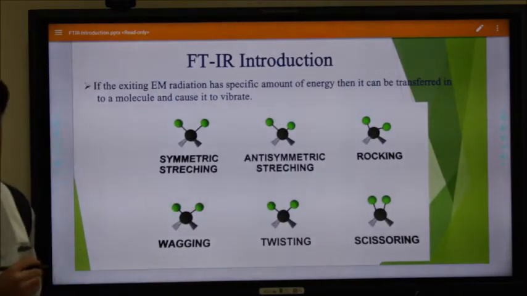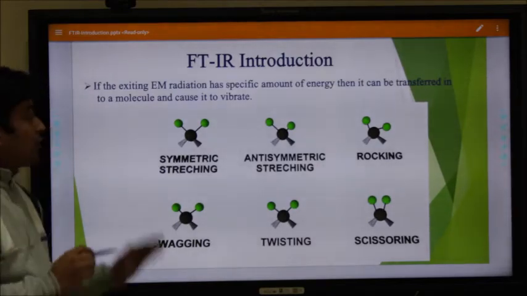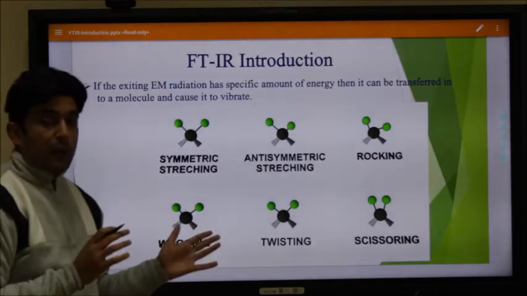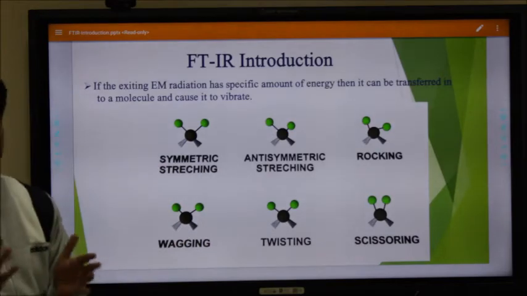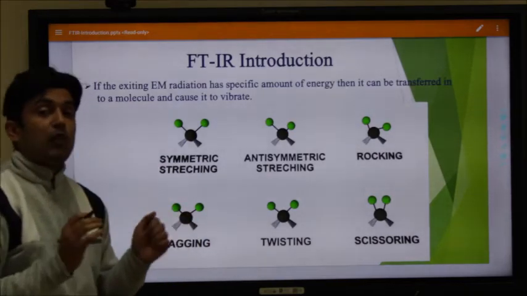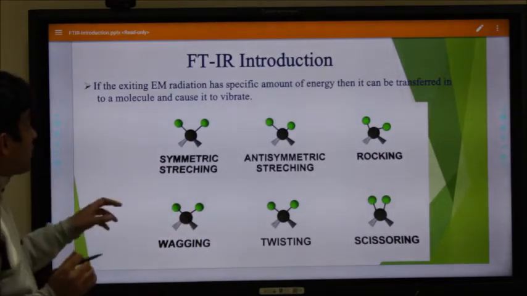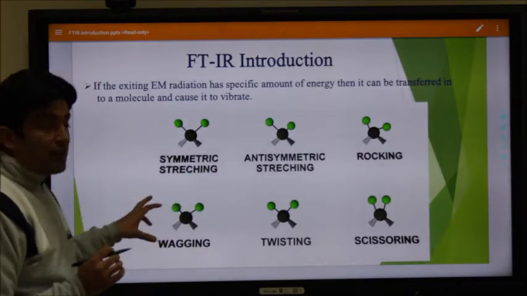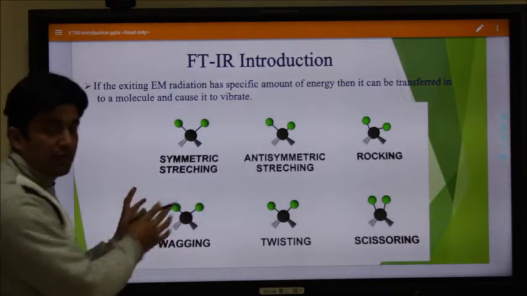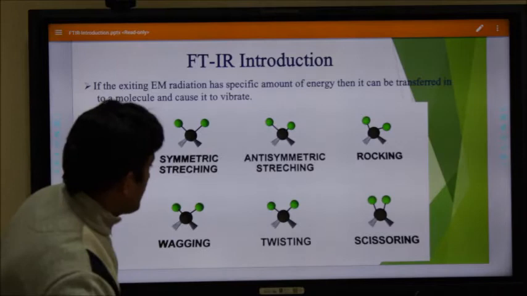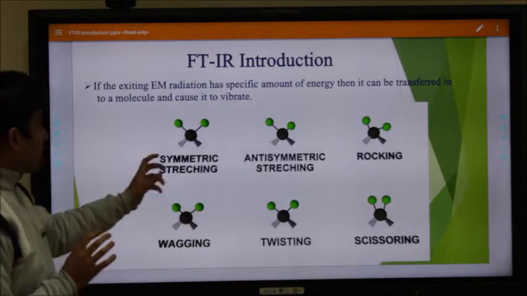Now in this slide, I am going to tell you about the different vibrations which an infrared radiation can produce in a particular molecule. Now how can we understand this concept? How can we understand these diagrams? Okay, I'll help you to understand these diagrams.